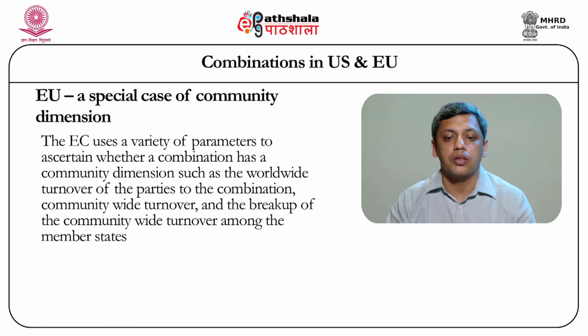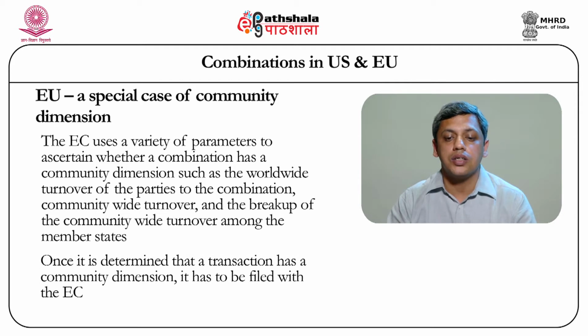The EC uses a variety of parameters to ascertain whether a combination has a community dimension, such as the worldwide turnover of the parties to the combination or the community-wide turnover criteria, and it also considers the breakup of community-wide turnover among the member states. Once it is determined that a transaction has a community dimension, it has to be filed with the European Commission.